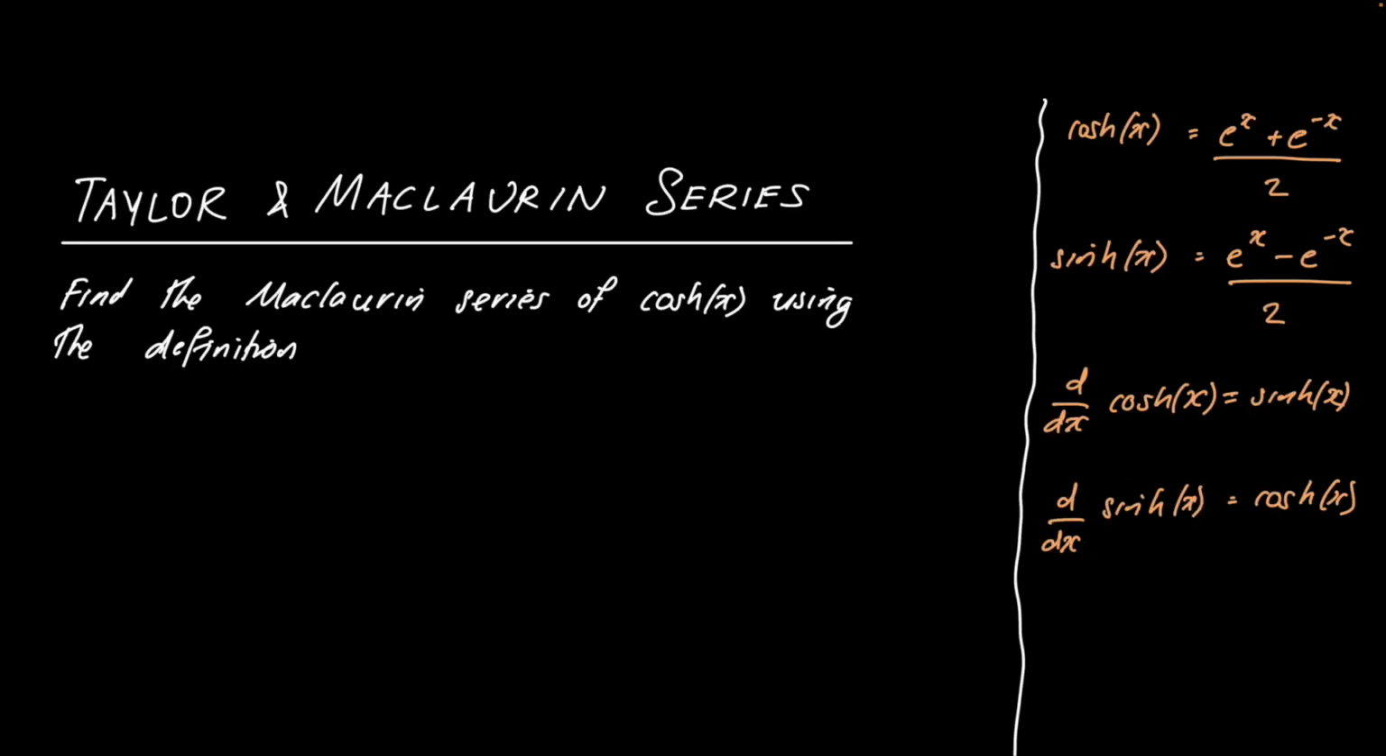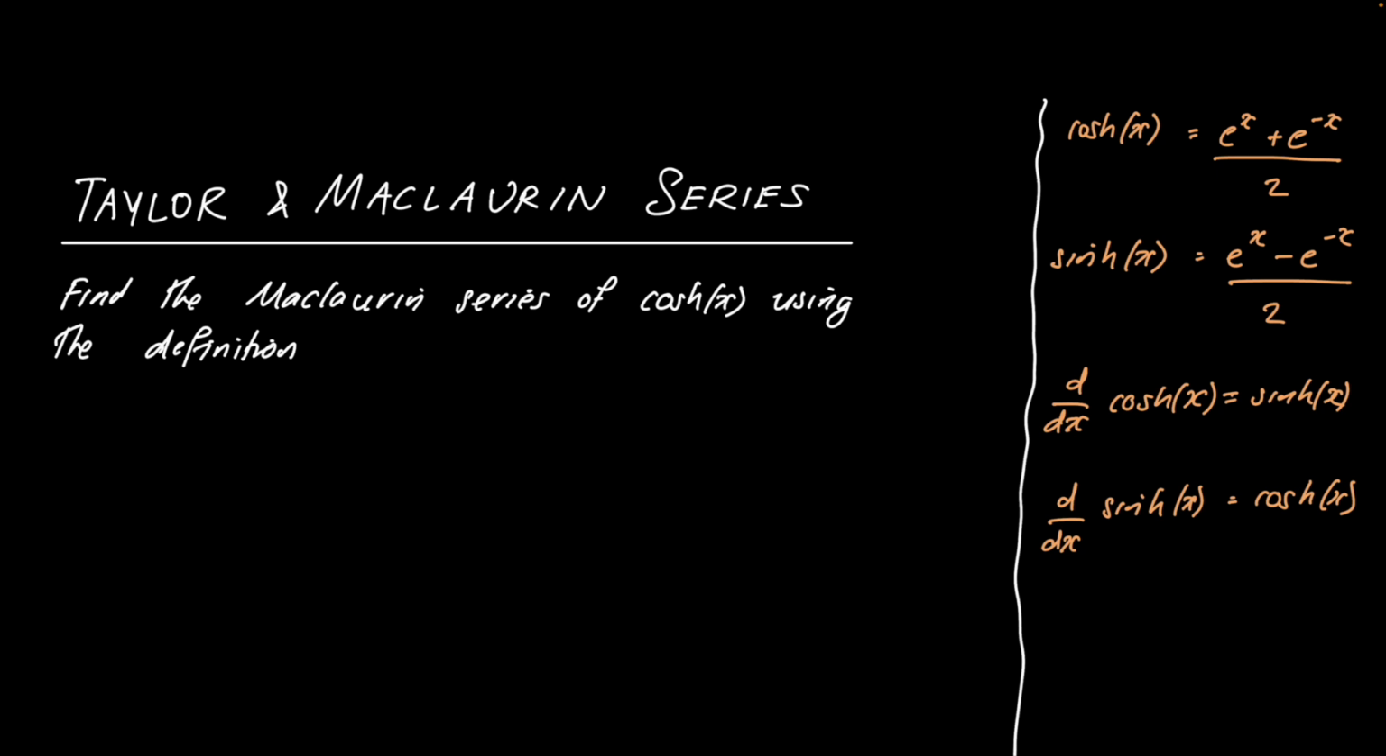So cosh of x, or the hyperbolic cosine, as far as we care about it, is just going to be e to the x plus e to the minus x over 2. And there's a similar function which is called hyperbolic sine, or sinh of x, and this is almost the same except there's a minus sign instead of a plus there. And one interesting property of these is that they both differentiate to each other.